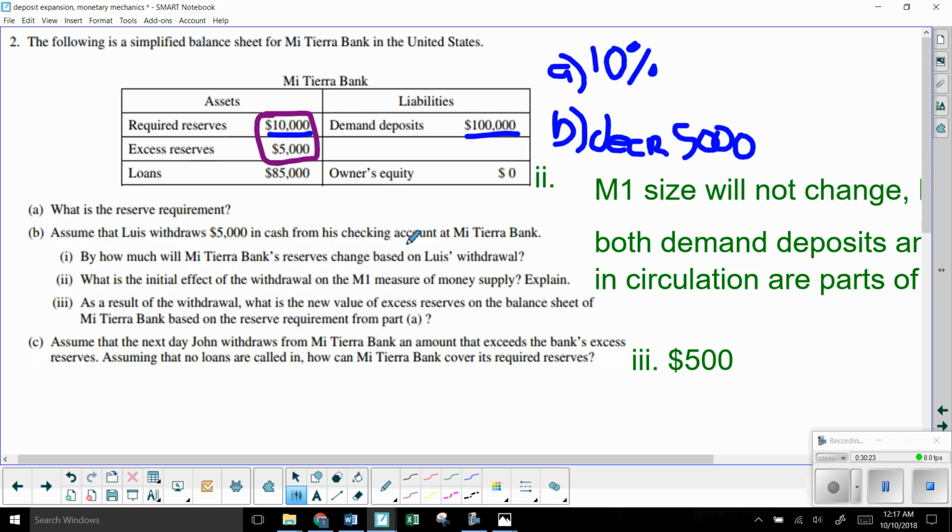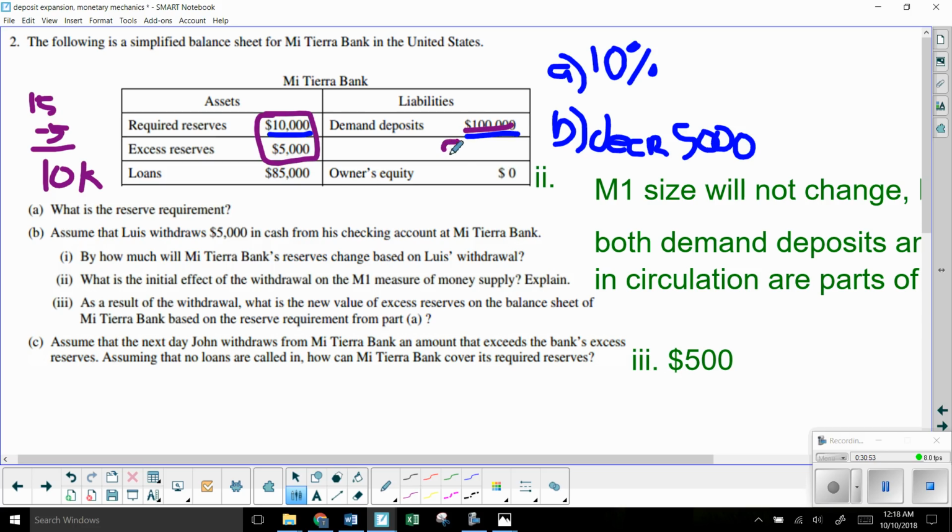Well, how many did they have in reserve before? They had a total of 15,000. And we know that that 15,000 got decreased by 5. So how many do they have total in reserves now? Exactly an even 10,000. And then we'll start thinking about, well, okay, if reserves are at 10 and loans are at 85, then the total of their assets is at 95. That means the total of their liabilities also needs to be at 95.